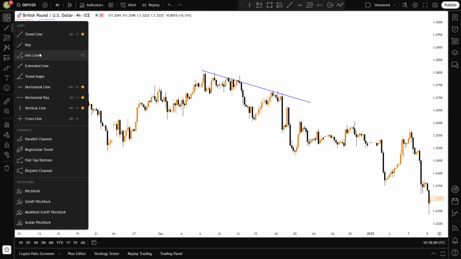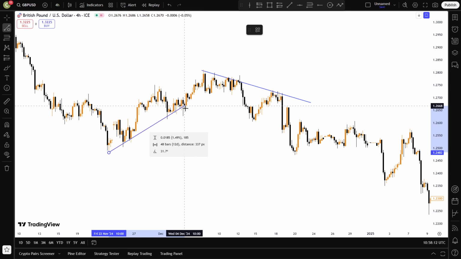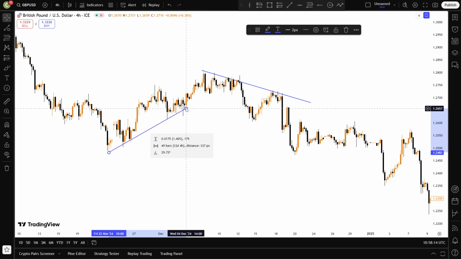Moving on to the info line. The info line displays price, percentage change, how many candles form within a range, and the angle between the points. For example, as you can see, I click one point and I move to my desired location, I release, and then it tells me the number of bars inside that range, the distance covered, the angle of the trend drawn, and the percentage change.